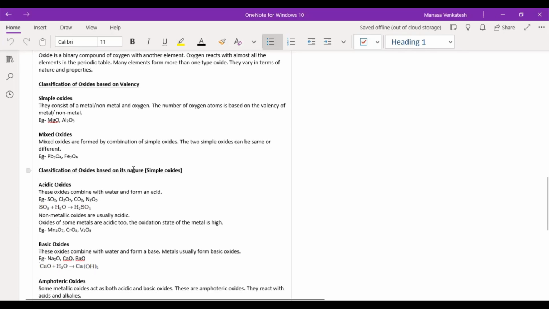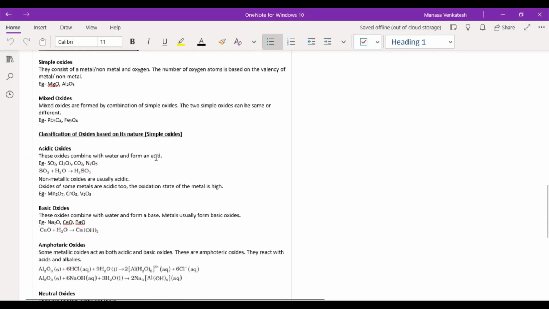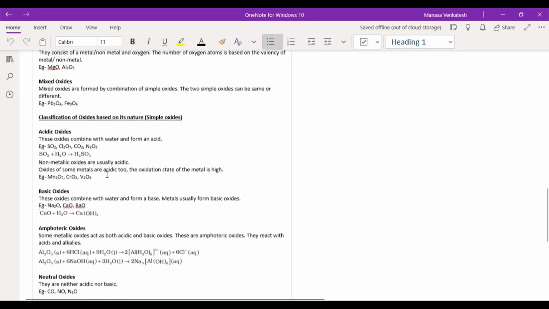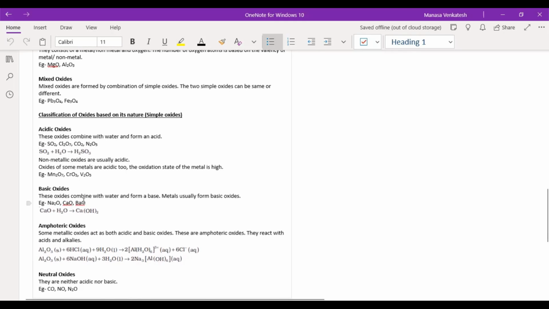Next is classification based on nature. This is specifically for simple oxides. You have three: acidic, basic, and amphoteric. Acidic oxide combines with water to form an acid. Basic oxide combines with water to form a base. Amphoteric oxides act as both acid and base. So here you have sulfur dioxide reacting with water to give sulfuric acid.